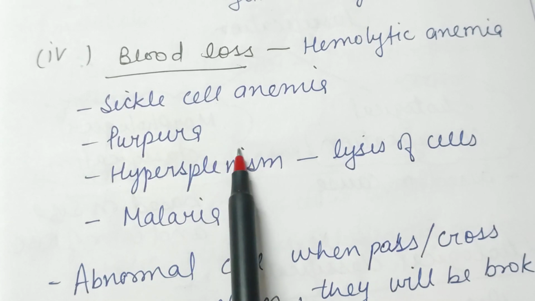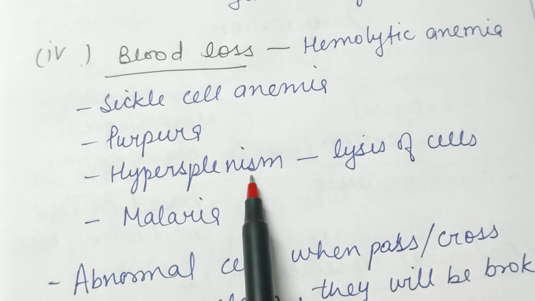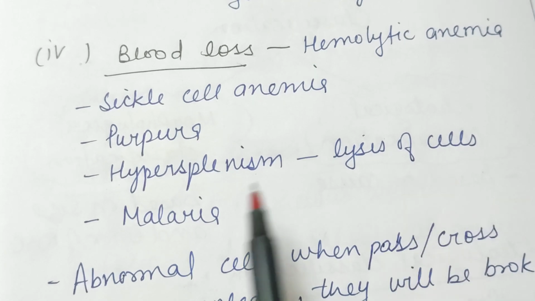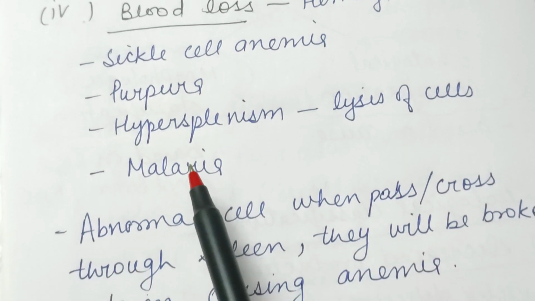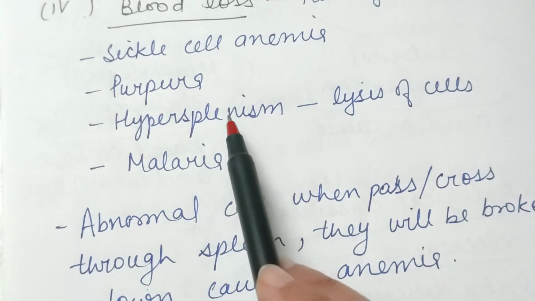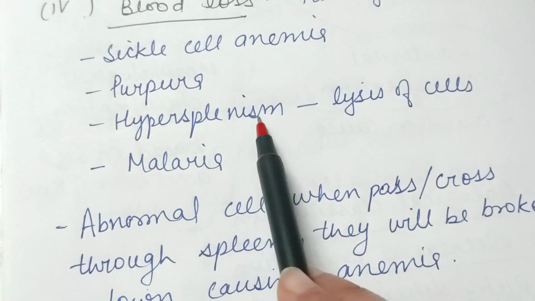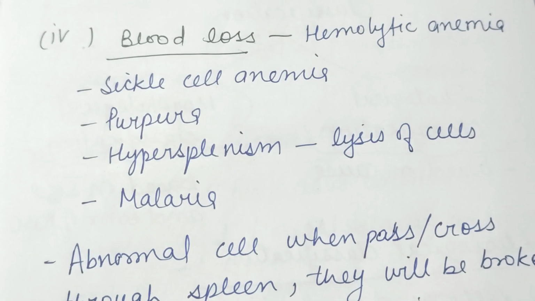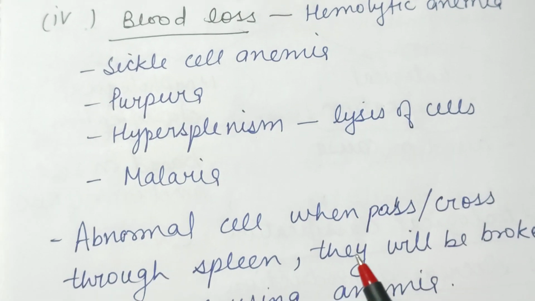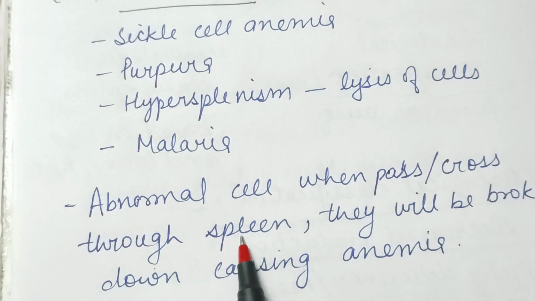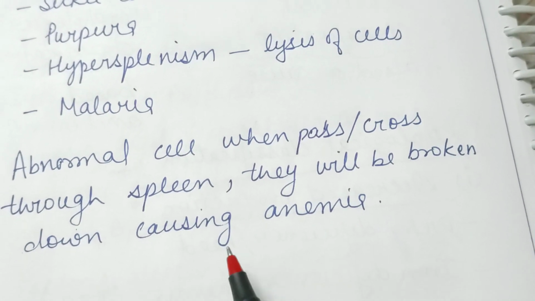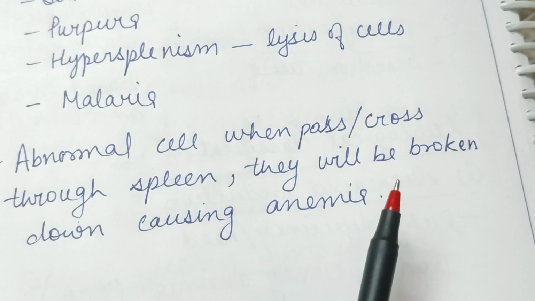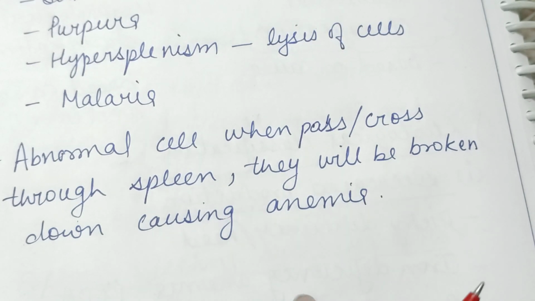If the spleen becomes hypertrophic, that is hypersplenism, it will start lysing more cells. There can be a parasite in RBCs like malaria; when this parasitized cell goes to the spleen, the spleen will break this cell. So these are some causes which can lead to blood loss via hemolysis. Abnormal cells, when they pass through the spleen, will be broken down, causing anemia. So these are some causes of anemia related to blood loss. We have talked about etiological classification of anemia.